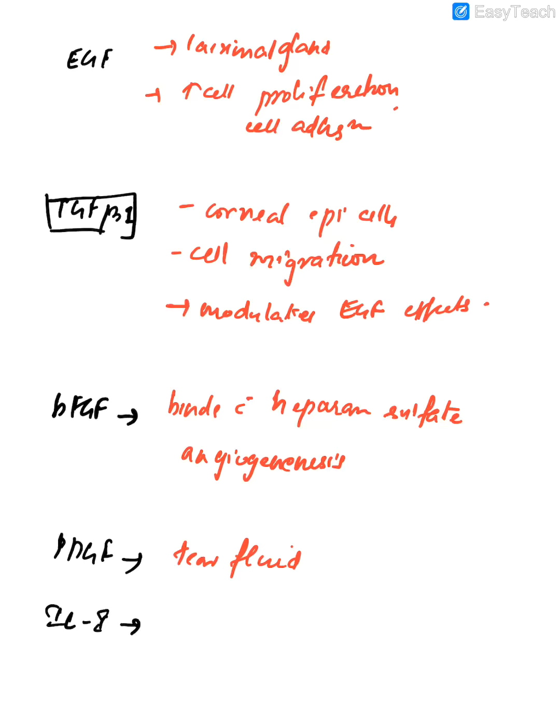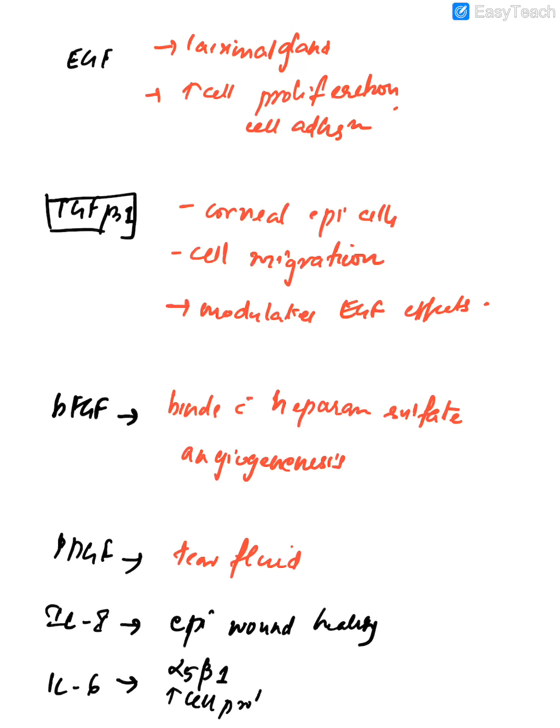Coming to interleukin 1, it helps in the healing of epithelial wounds. Interleukin 6 stimulates the expression of integrin alpha 1 beta 1, and it increases cell proliferation. So, it regulates the epithelial migration, and it modulates the fibronectin integrin system.